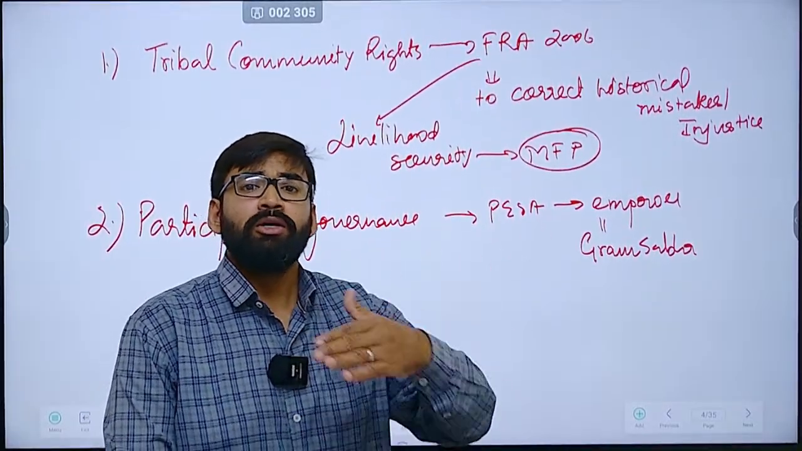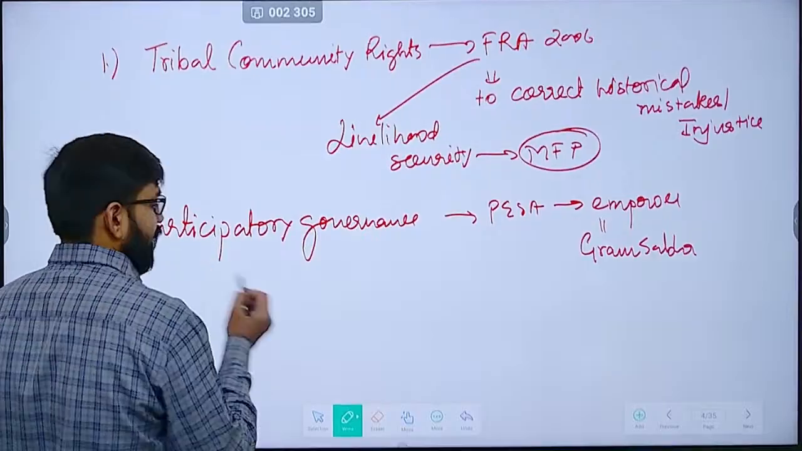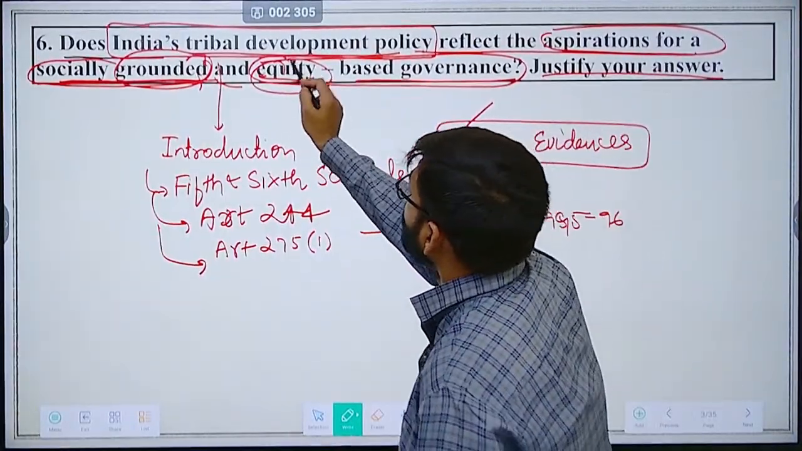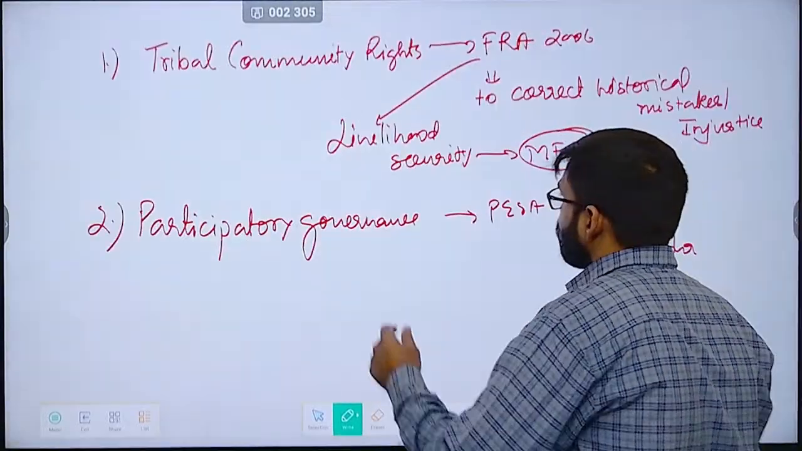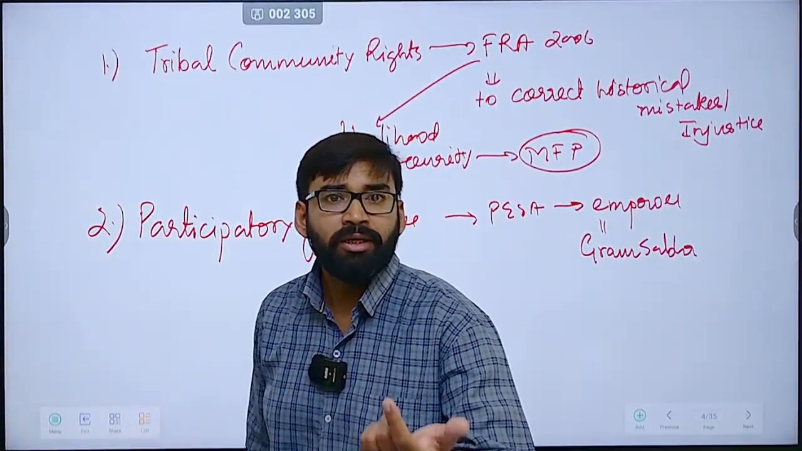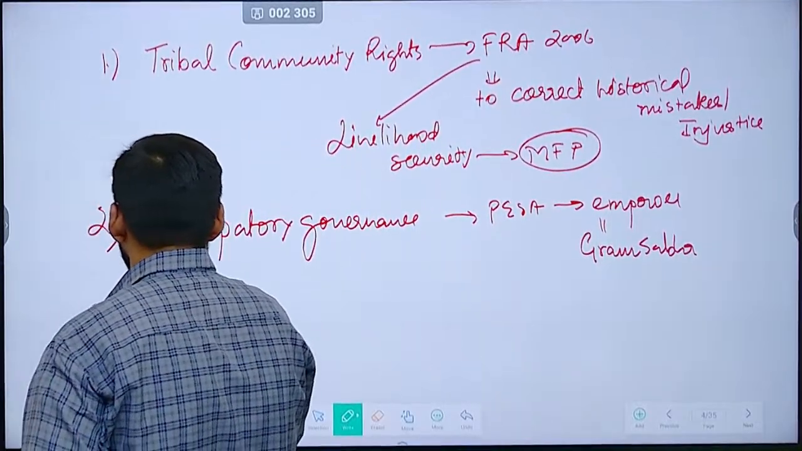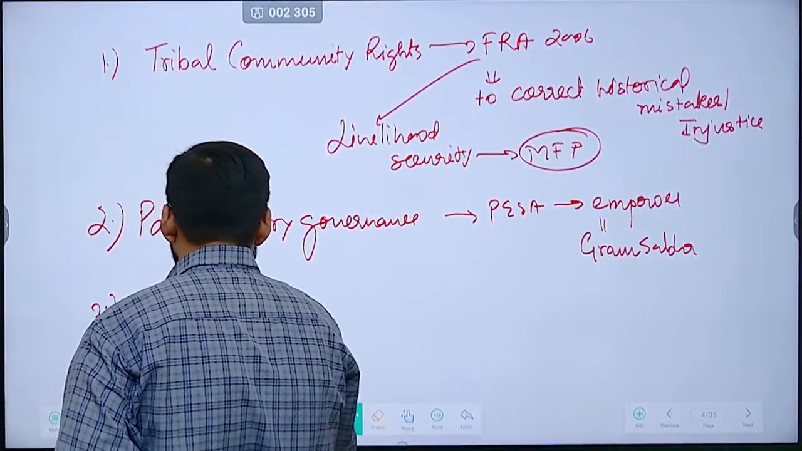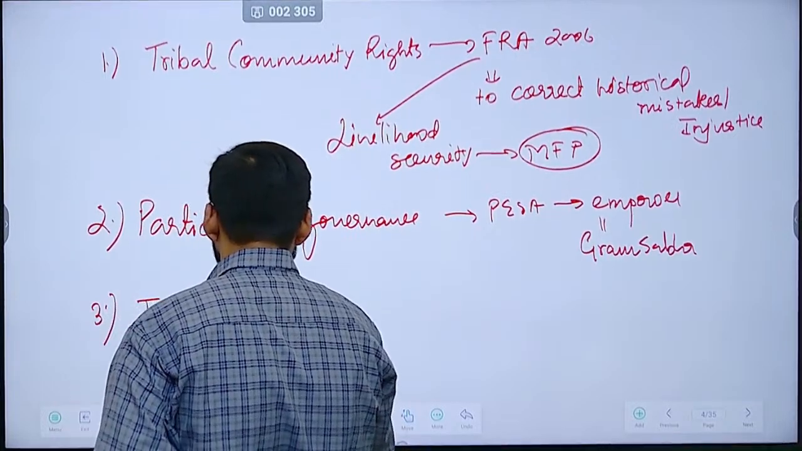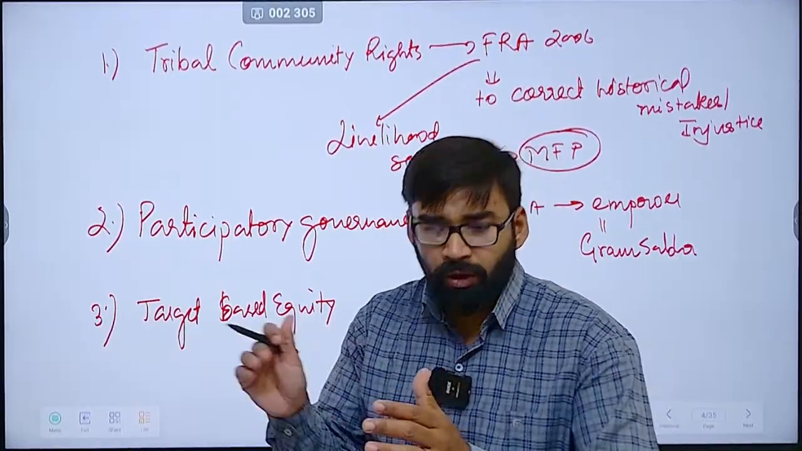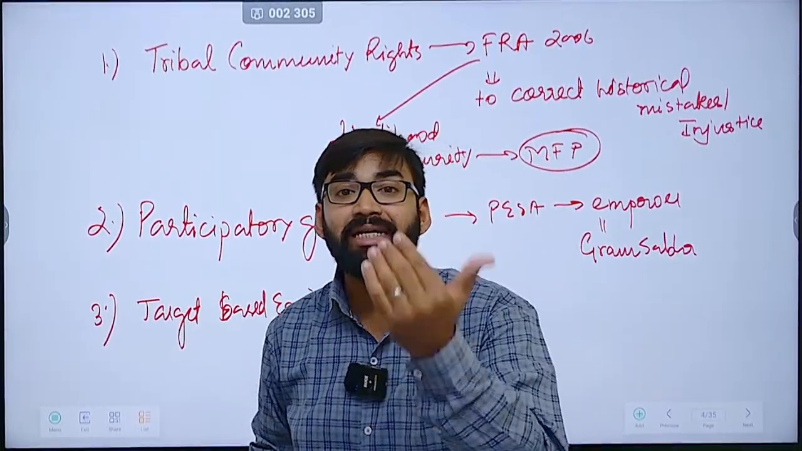Clear? Then you can also mention equity, because the question is asking about equity also. With respect to equity, you have to mention the points. Clear? Like you can mention target based equity. Now here you can mention various schemes.